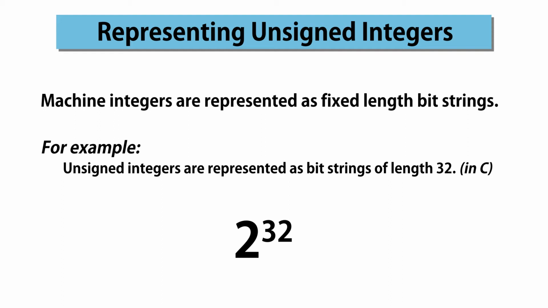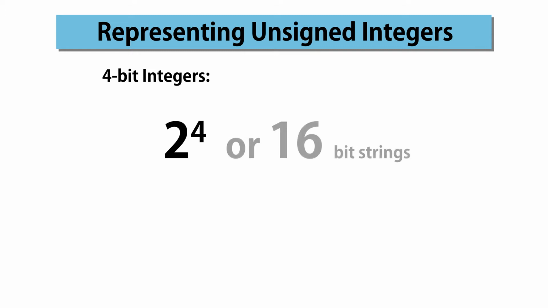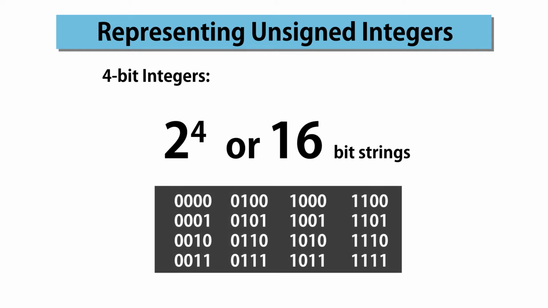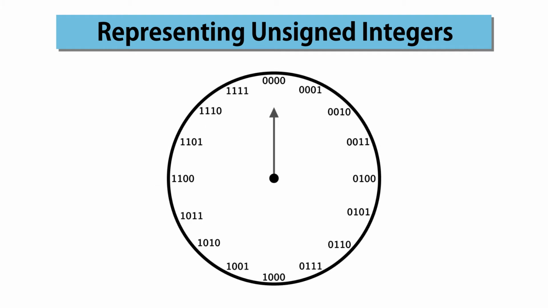But 32 bits is a bit much to draw, so for simplicity, let's suppose we're working on a hypothetical machine with 4-bit integers. Using 4 bits, we only have 2 to the 4th or 16 different bit strings. It's convenient to represent these on a number wheel as shown here. In our unsigned number system, we use these 16 bit strings to represent the 16 non-negative integers from 0 to 15. We treat each bit string as a binary number using standard positional notation. Notice that the values grow as we proceed clockwise around the circle.